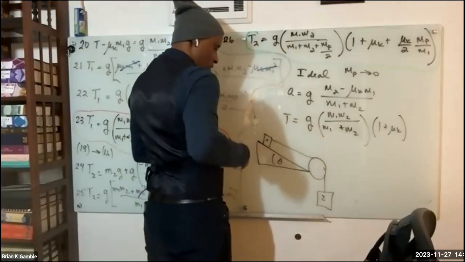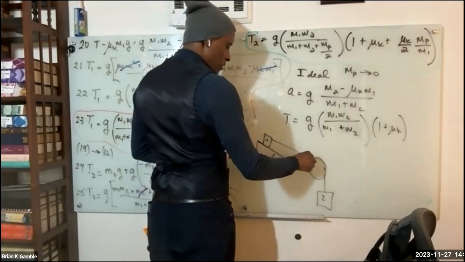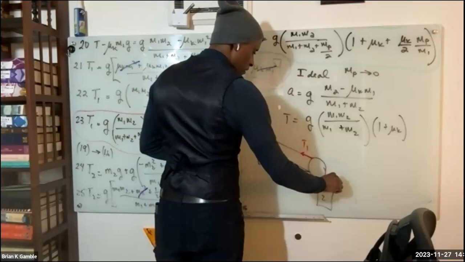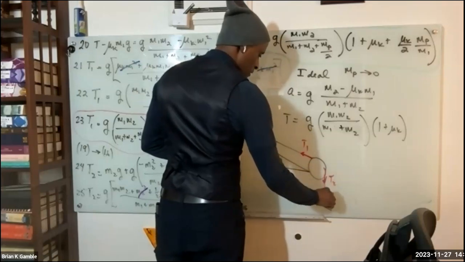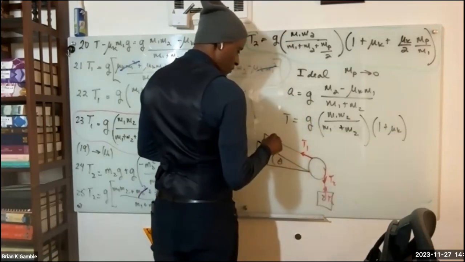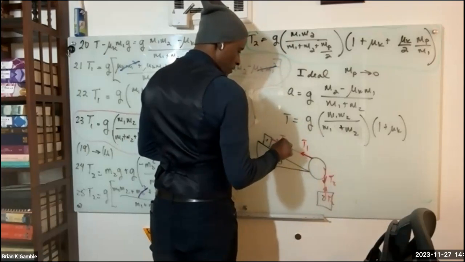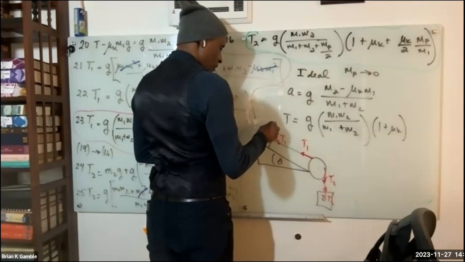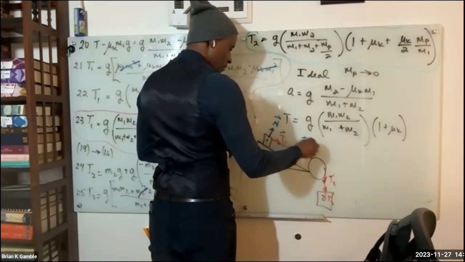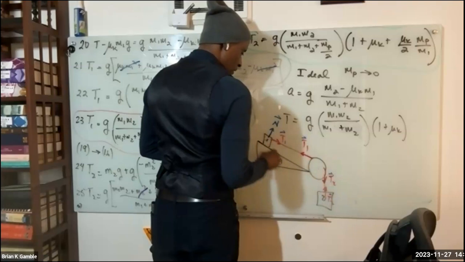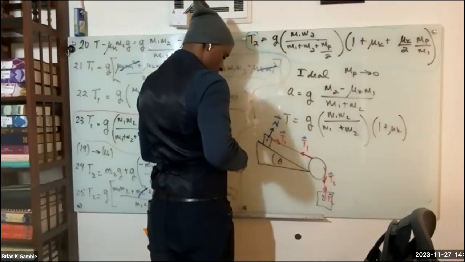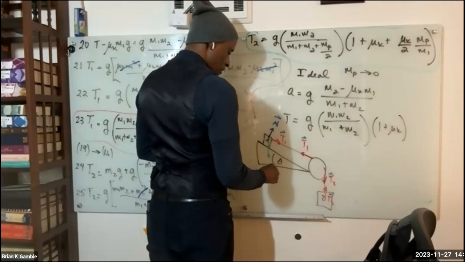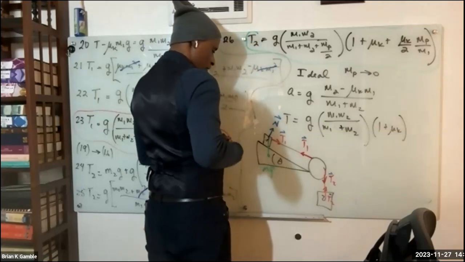So now, again, T1, T2, T2, T1, and MG is going to be straight down. And of course, the friction is up the plane.